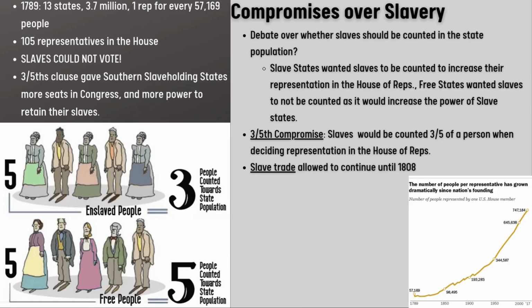In 1789, with 13 states and a population of 3.7 million, this compromise was significant. It set the ratio of representation at one representative for every 57,169 people. Now, that number has substantially changed to this day. These decisions provided the Southern states with more power, allowing them to maintain the institution of slavery longer. These compromises were pivotal yet deeply controversial, shaping the early political landscape of the United States.